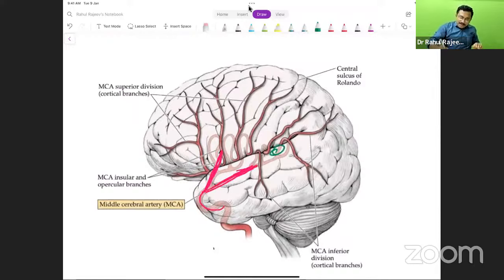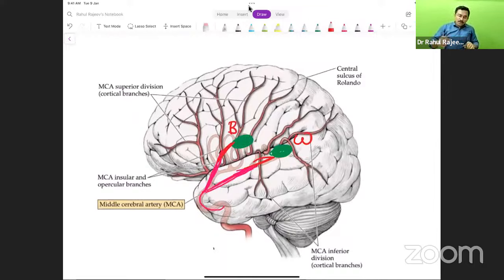Now, there is an important language area located here. What is this one? This is Broca, this is Wernicke. So the superior division of the MCA is supplying which region? Broca's area. The inferior division of the MCA is supplying which region?